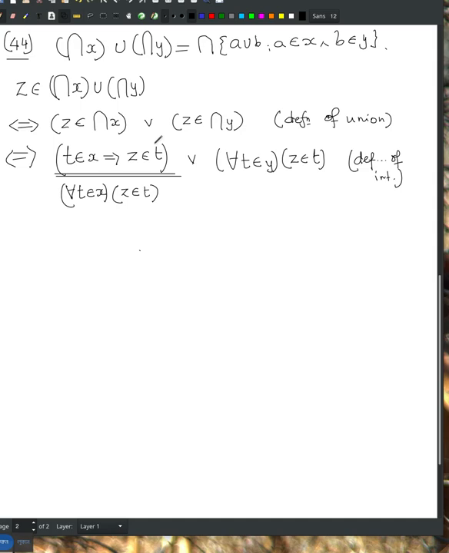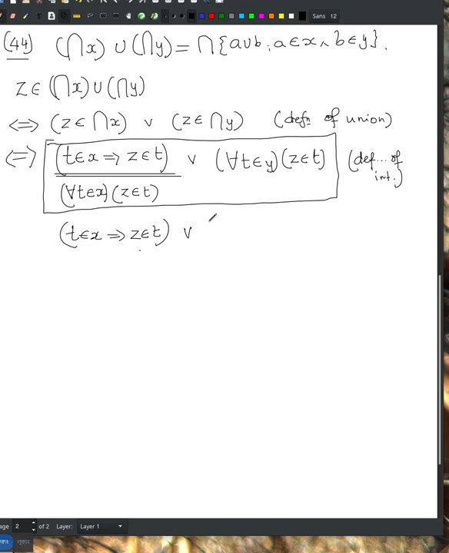Now, here is a point. If I write it in this form, let me write it in this implication form. So instead I'll write this statement. I always like to write, instead of writing for all, I usually write it like this. So, T belongs to X implies Z belongs to T, or T belongs to Y implies Z belongs to T. Now, let's see. What can I say about this? So I have a statement which looks like this. If you call this phi, phi implies, say, psi, this is the same thing. So phi implies psi, or alpha implies psi.